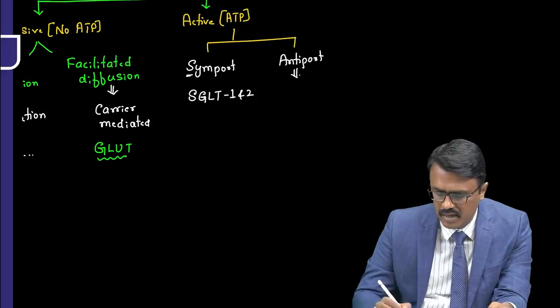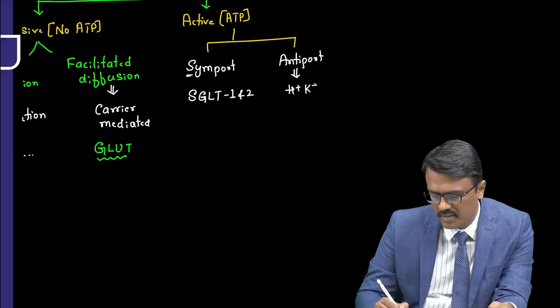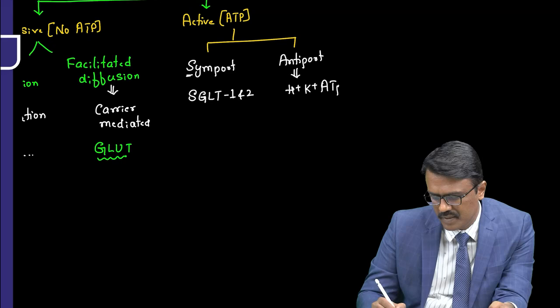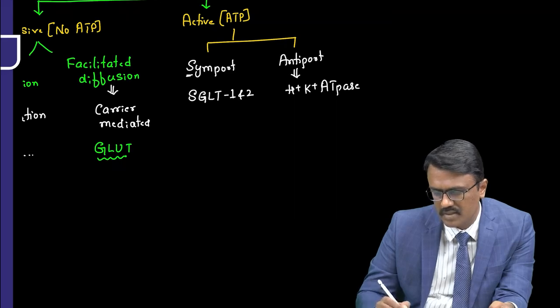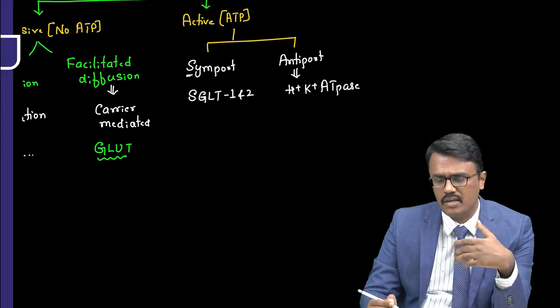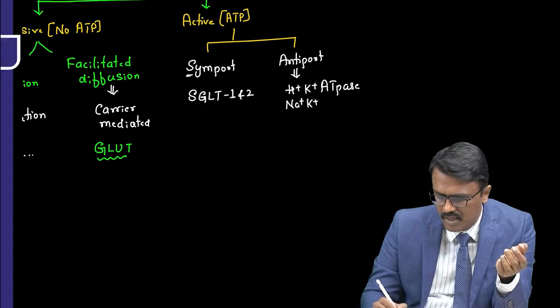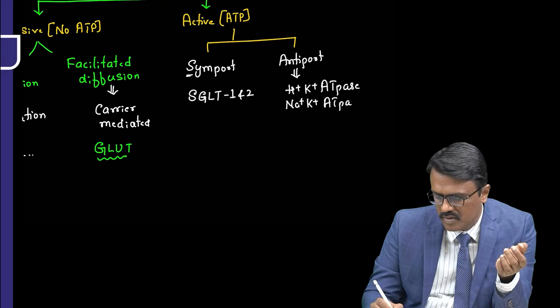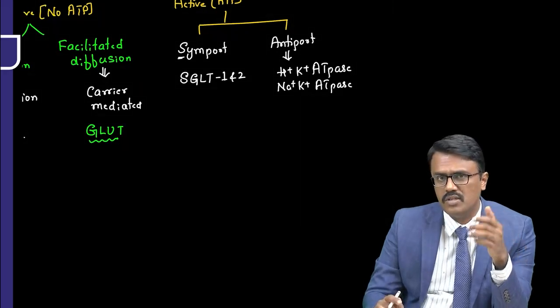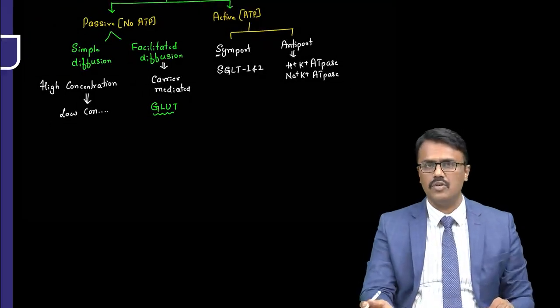For antiport we have H plus K plus ATPase, because H plus moves outside, potassium moves inside. One more is sodium potassium ATPase. So here also potassium moves inside, sodium goes out. So these are all your correlation with physiology.